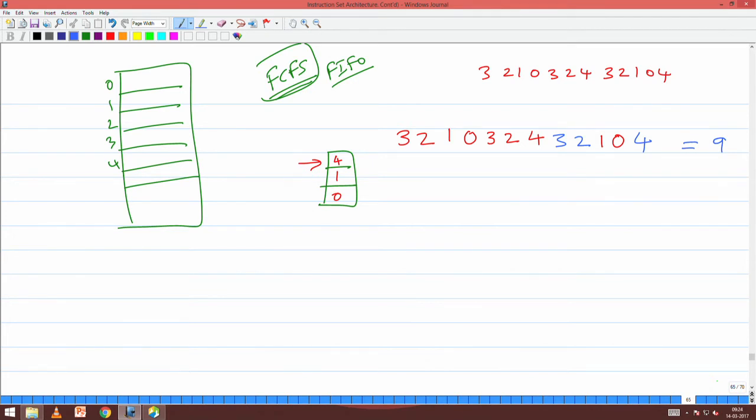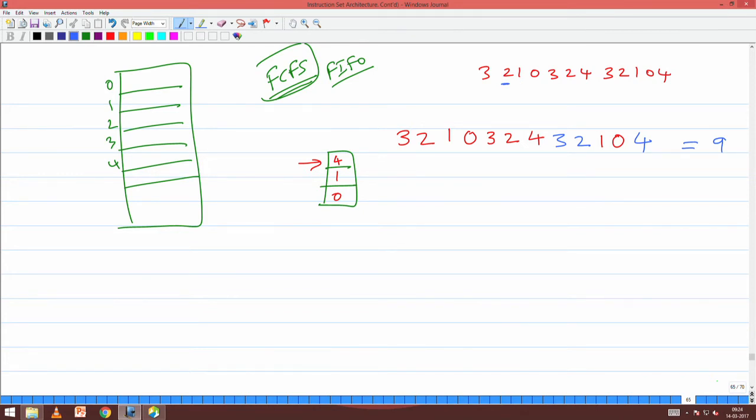9 page faults it has cost, right? So this is called the page access sequence. The program started executing from page 3. It executed a lot of instructions in page 3, then it started accessing page 2. It is not that this instruction is in page 3 and the next instruction is in page 2.